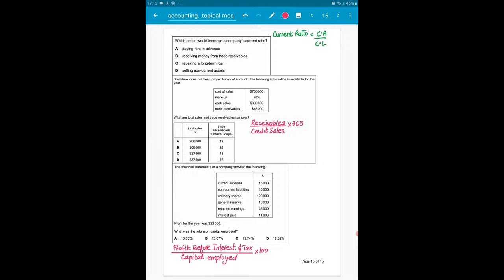So if we start with the first question, it says: which action would increase the company's current ratio? So current ratio, as we all know, the formula for current ratio is current assets divided by current liabilities. And here we have to tell which action will increase this ratio. So definitely from the mathematics perspective, the current assets should be increasing, or on the other hand, current liabilities should be decreasing, or something simultaneously should be happening.